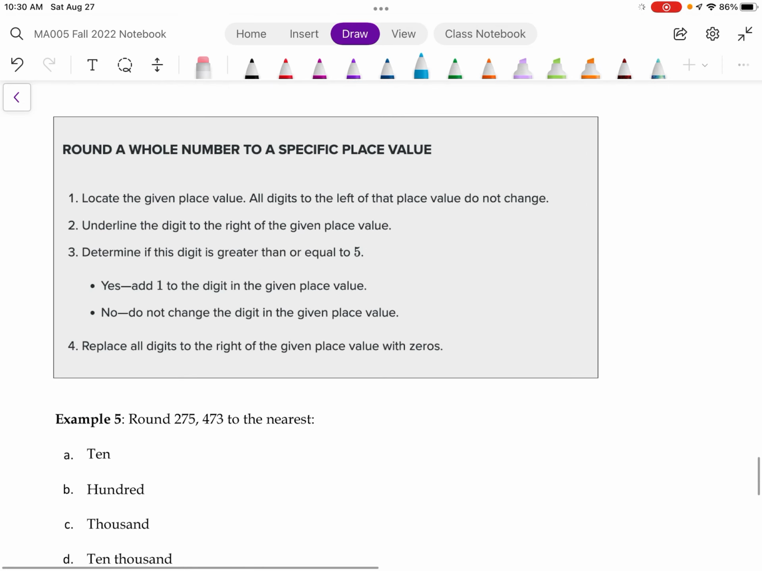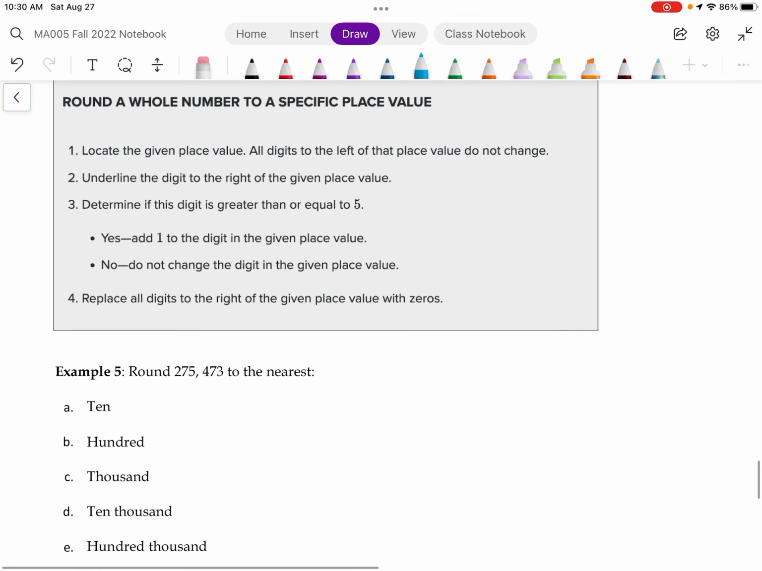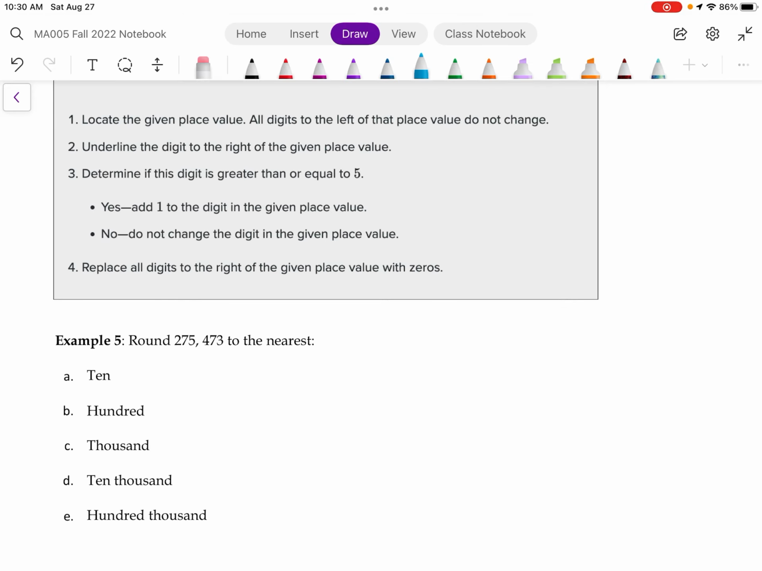So, round a whole number to a specific place. Locate the given place value. Underline the digit to the right of the given place value. So we're going to go to the place value to the right of the given one and determine if that digit is equal to or greater than 5. If so, we're going to go up. If not, we're going to leave it the way it is. Then we're going to replace everything to the right with zeros.